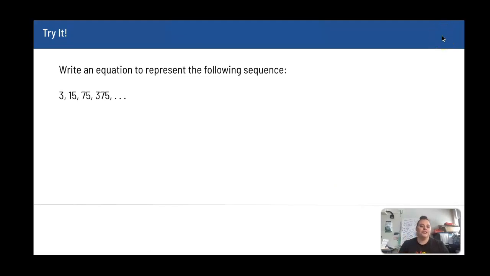Your final try it is to write an equation to represent this sequence. Here our first term is 3 and our common ratio is 5. So we get that y equals 0.6 times 5 to the power of x. I'll write that out just so you can see it. You could also write that 0.6 as a fraction.